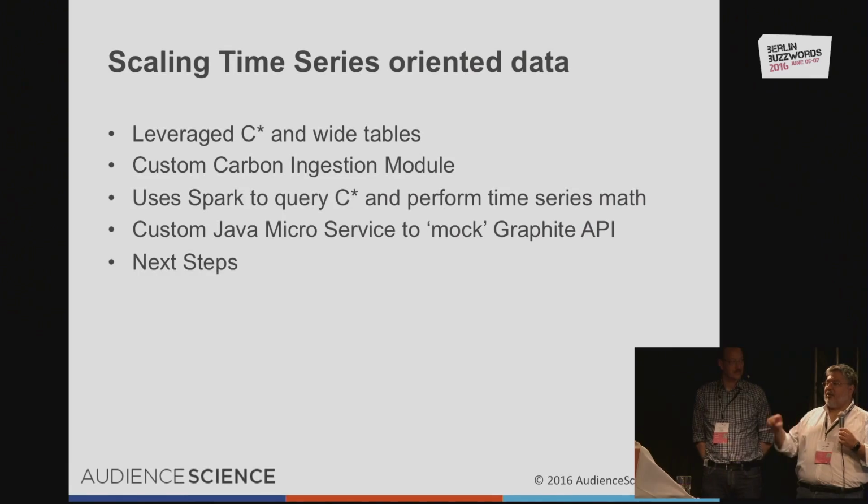So we have a custom Scala-based query engine that goes in through Spark, extracts data out through Cassandra, and is able to process it, do the necessary math and all the necessary functions on that data, and present one array back to a Java microservice that mocks the Graphite API. So if you want to use Graphite or Grafana, you go to that mock service, it goes to Spark, it does the queries, and it reads out through Cassandra.